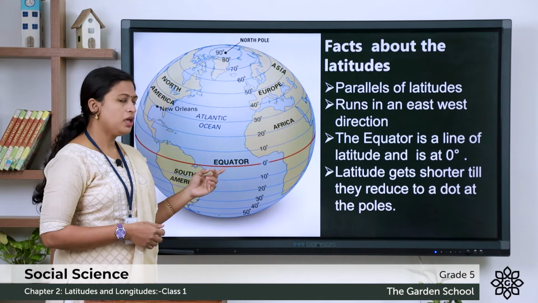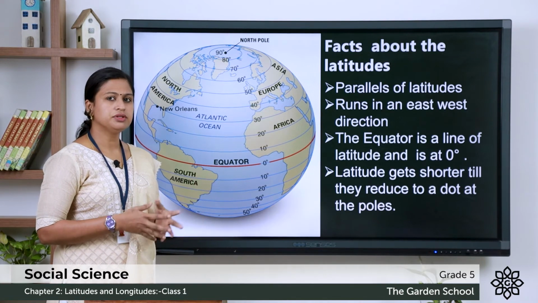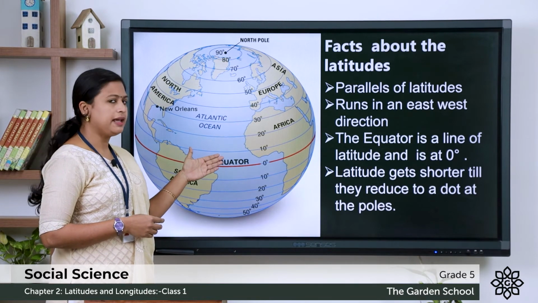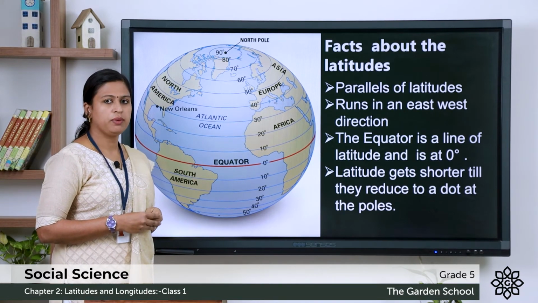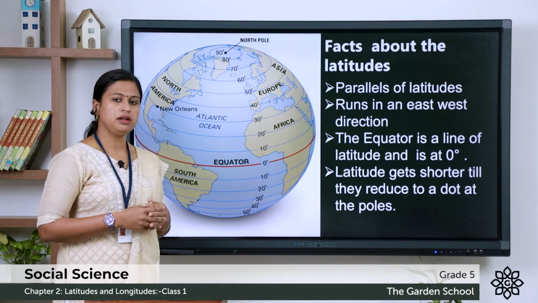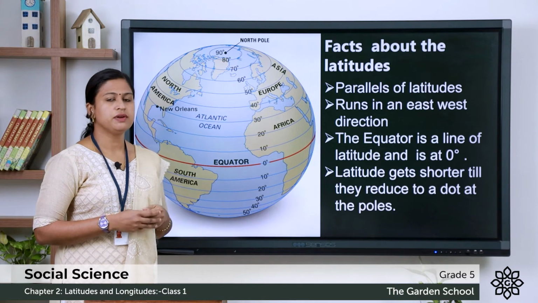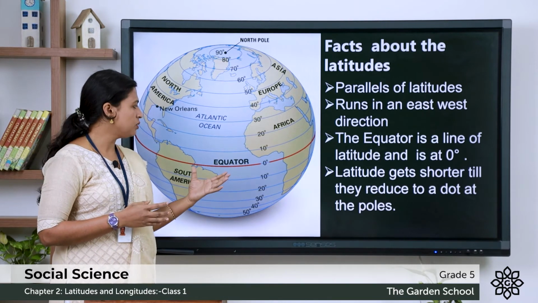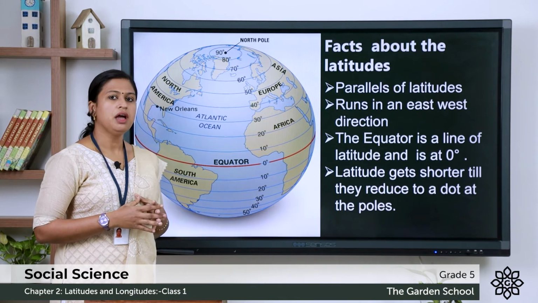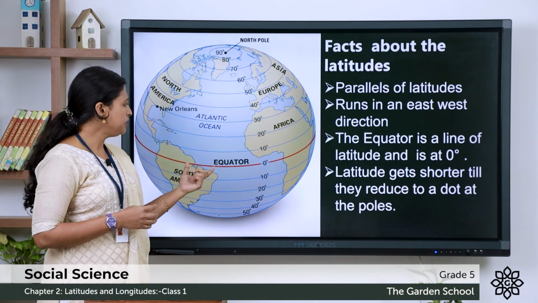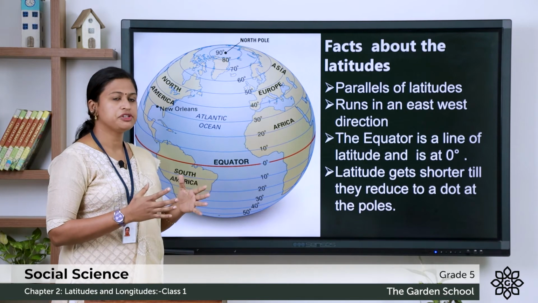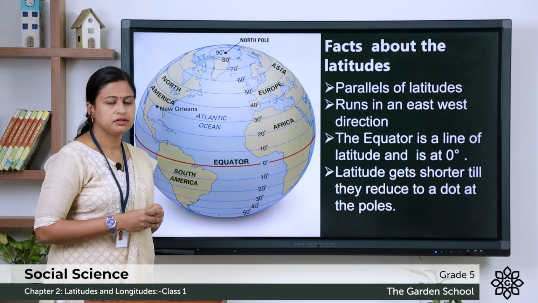Here you can see the equator divides the Earth into 2 equal halves. You can see imaginary lines that are drawn parallel to the equator. These are known as the parallels of latitude. They are circular in shape and run in the east to west direction. The equator is also a line of latitude. These latitudes are measured in degrees. The measurement of the equator is 0 degree and it is the starting point of measuring the other latitudes.